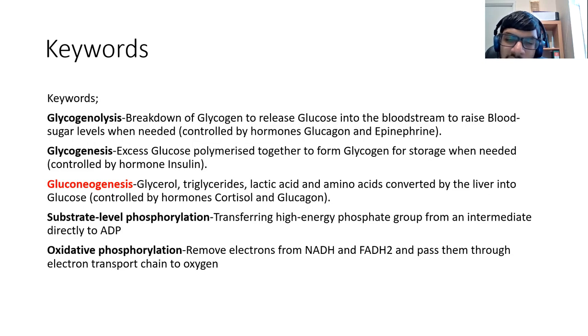Then we have gluconeogenesis. This involves glycerol, triglycerides, which are lipids, lactic acid, and amino acids. They're converted by the liver into glucose when needed. And these are controlled by the hormones cortisol and glucagon. Now, cortisol and adrenaline are both stress hormones. They release at times of stress, so they have very similar functions. That's why we can use cortisol and epinephrine interchangeably here when we're talking about these processes and the hormones that control them. Glucagon as well, as I mentioned, raises blood sugar levels, so it's also involved in this process.